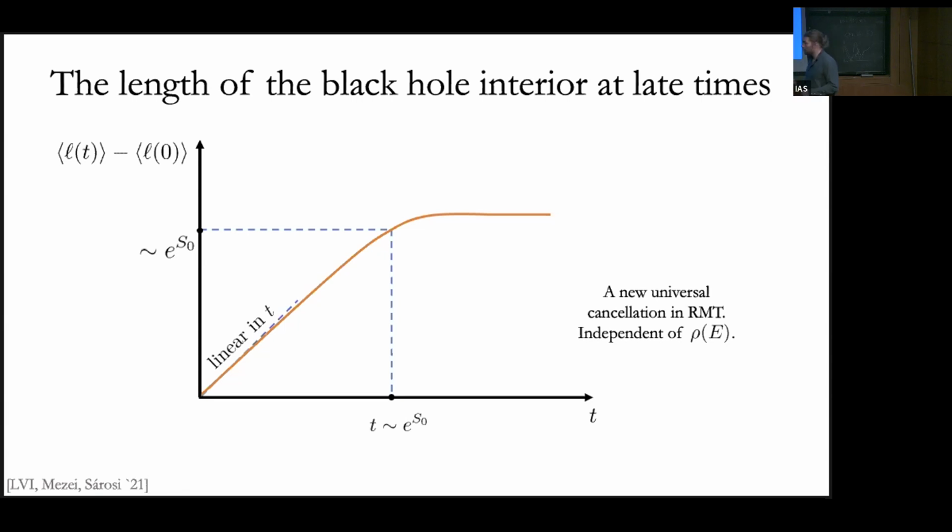Here, the black hole itself plays a very important role. The disconnected contribution of the rho-rho correlator grows linearly with time. So the cancellation that happens here in order to see the plateau is completely different mathematically than the cancellation that occurs in random matrix theory in order to see the plateau in the spectral form factor.